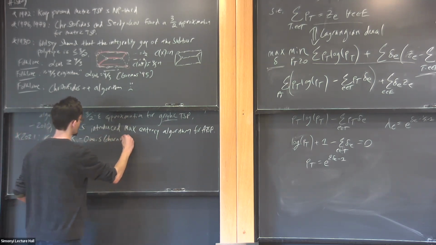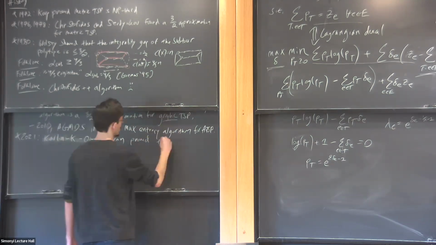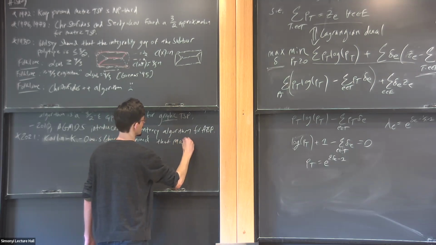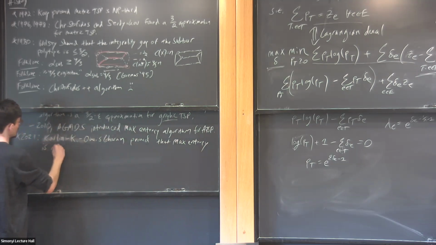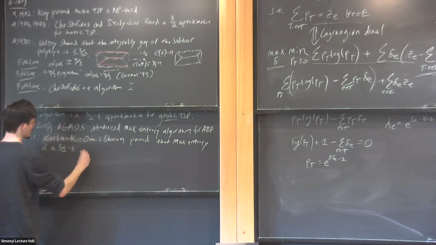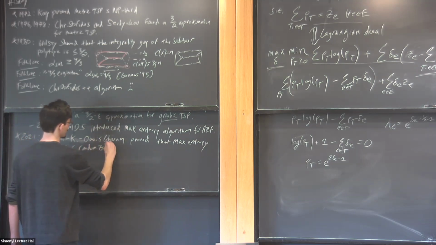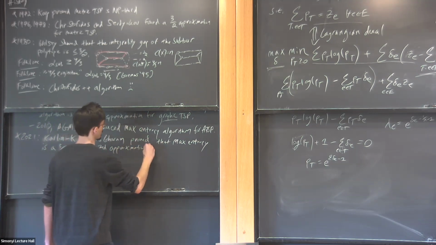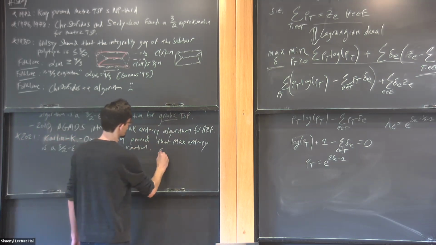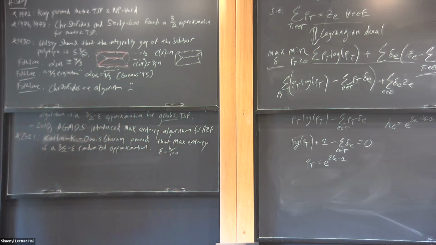With Anna Karlin and Shayan Oveis Gharan, we proved that max entropy is a 3/2 minus epsilon randomized approximation. And epsilon was the Planck constant over 100. I won't tell you what that is.